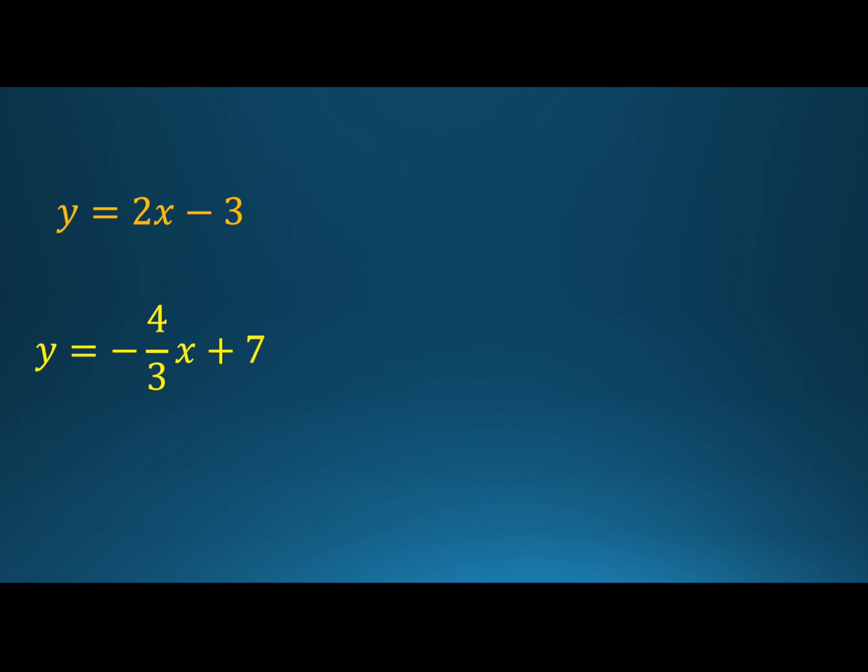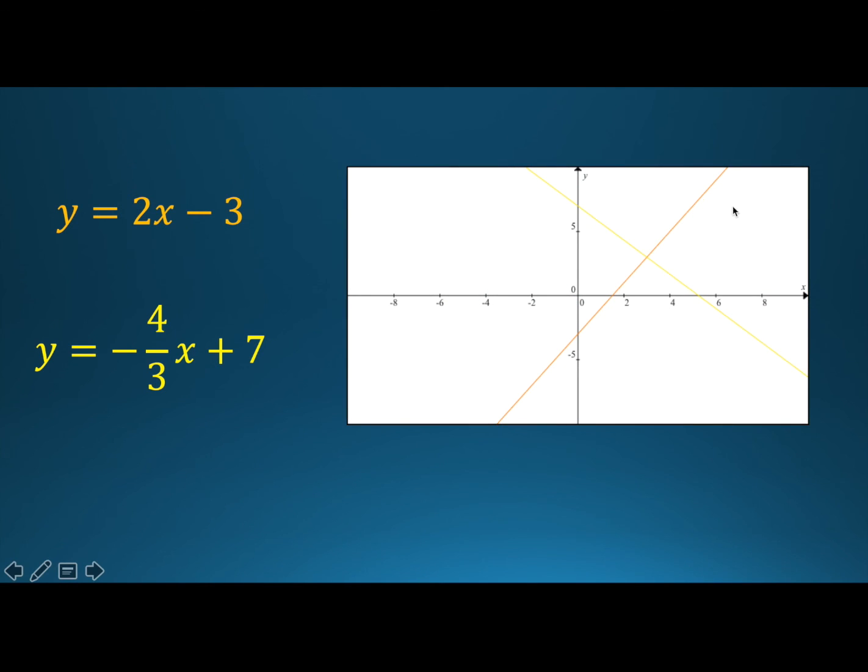Let's look at these two on a graph. The orange line is y equals 2x minus 3. And the yellow line is y equals negative 4/3 x plus 7. You'll notice that the two lines cross each other at this point. We want to figure out what coordinate point that is.